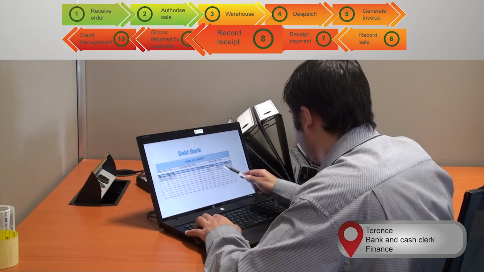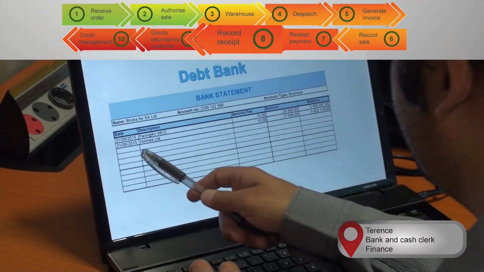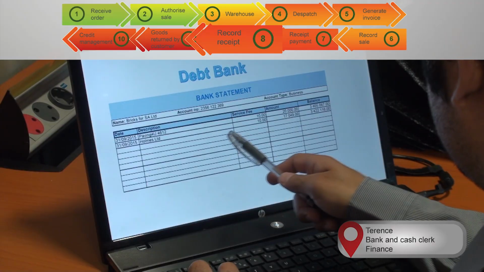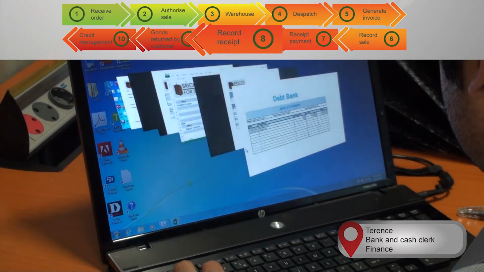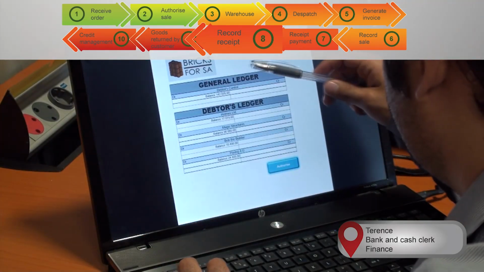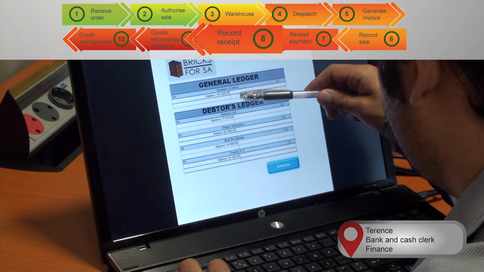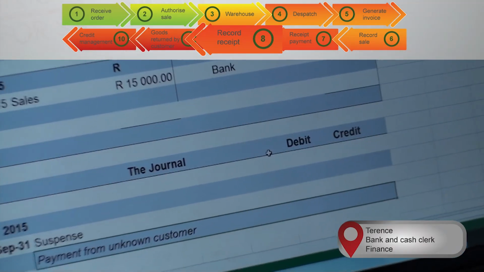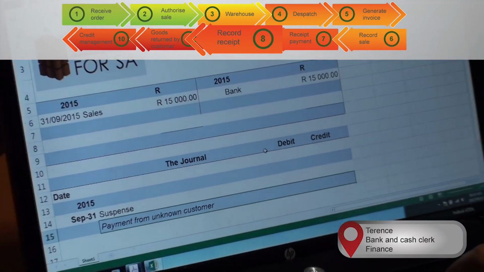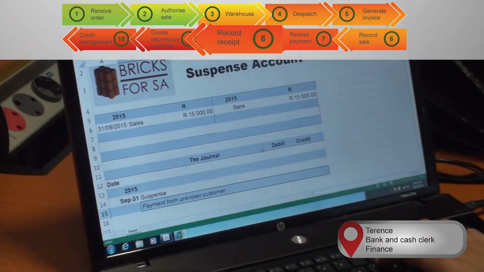Step 8. Recording of receipt happens after all the payments received have been allocated to specific customers. Terence records all the payments for the day in the general ledger based on the daily bank statement. If a receipt cannot be allocated to a specific customer, the receipt will be accounted for in a suspense account until it has been determined who the receipt was from.